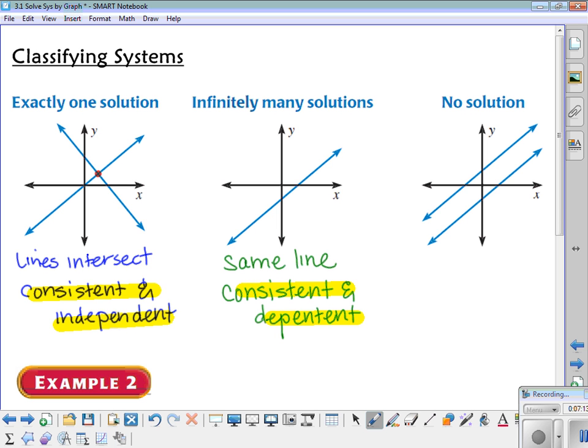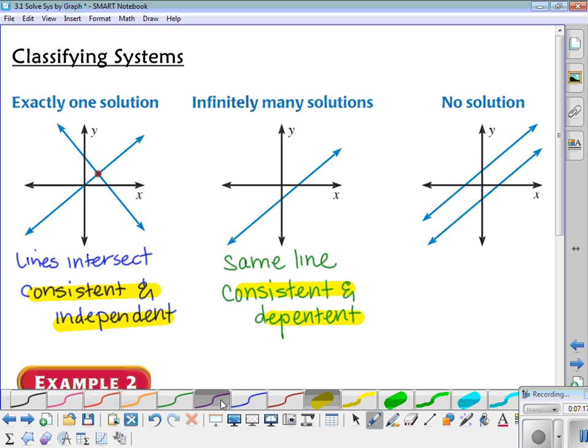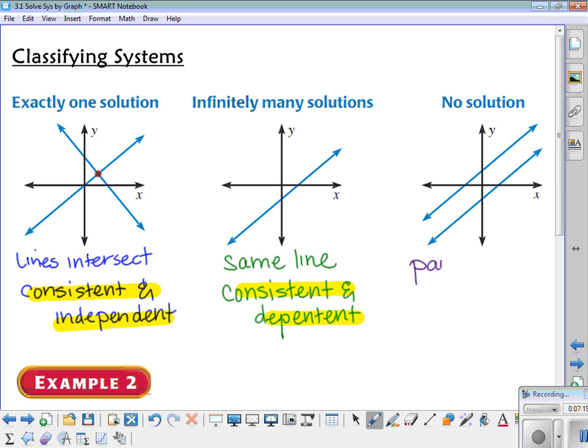And then finally, if I have parallel lines, they never intersect, so there's no solution. So you're going to have a situation where you've got same slope, but you have different y-intercepts. And the way we classify that is inconsistent.